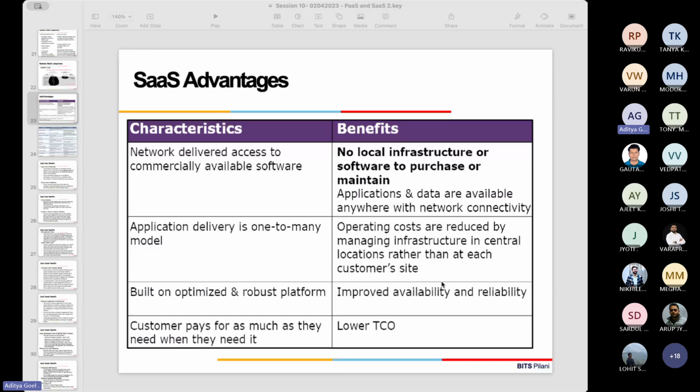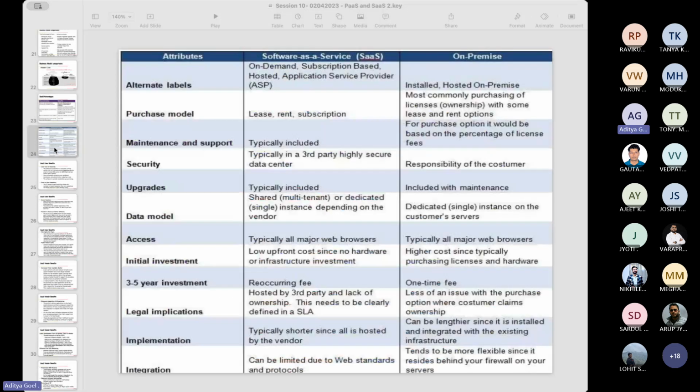So guys, these are the advantages that we have already seen, so I'm going to skip this. These are the various data attributes which compare SaaS and on-premises. These also we have discussed in the earlier details, so I'm going to skip this for you people to study yourself.